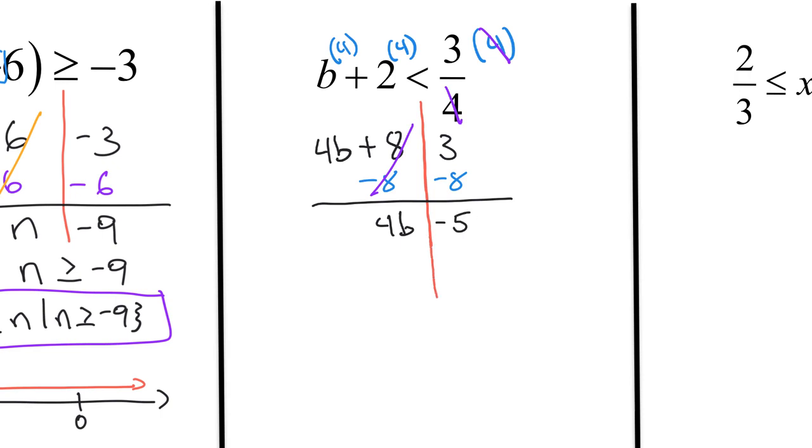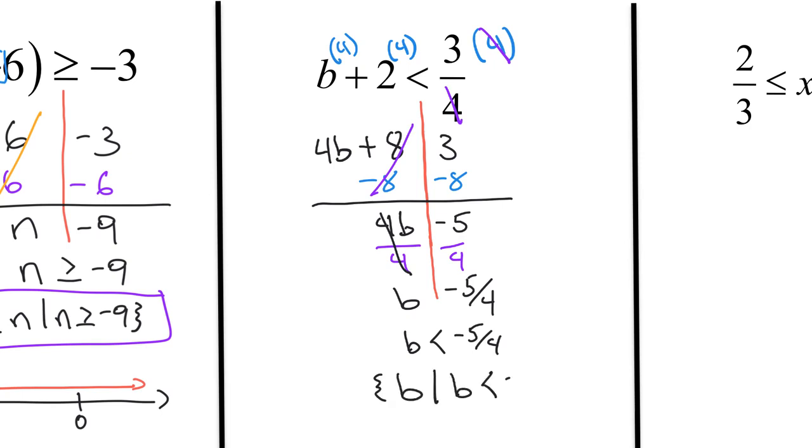And then you guys are going to divide by 4 right here. So this turns into 1. B is negative 5 over 4, and you cannot reduce the fraction. So that means that b is less than negative 5 over 4. I bring down the inequality, and that's my answer. My set notation will be b is such that b is less than negative 5 over 4. So that's my set notation. We know that b has to be less than that number, negative 5 over 4.